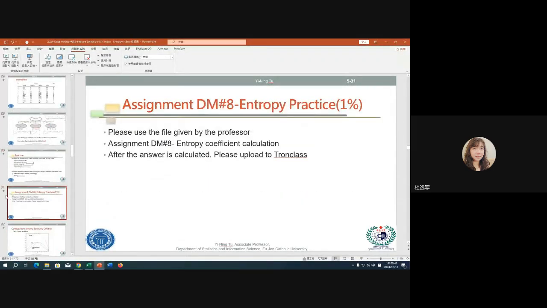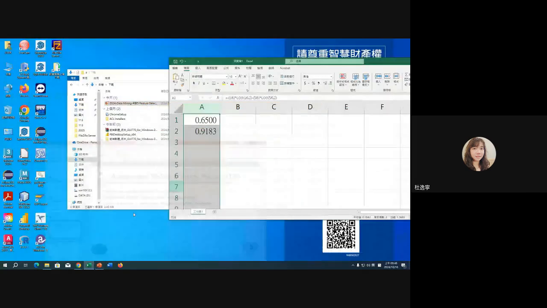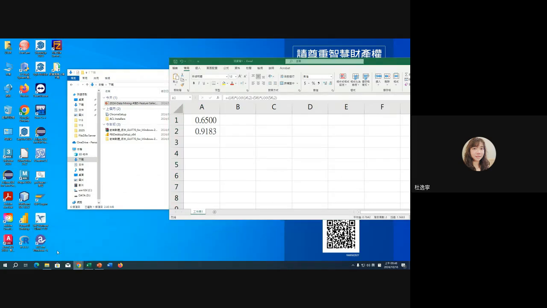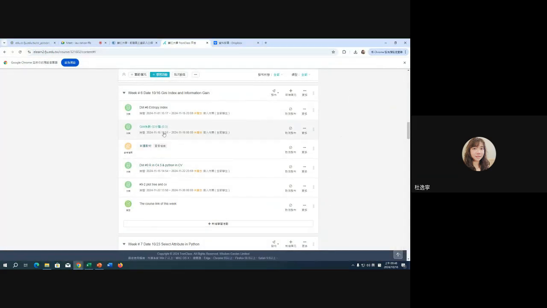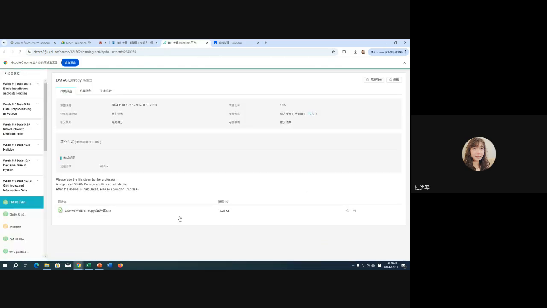So we will do the assignment, assignment 8. Please go to the Tron class. For this Gini index extra-point question, I will ask the teaching assistant to register it. Let me register it later. Now let's first do this entropy index. So please download it.